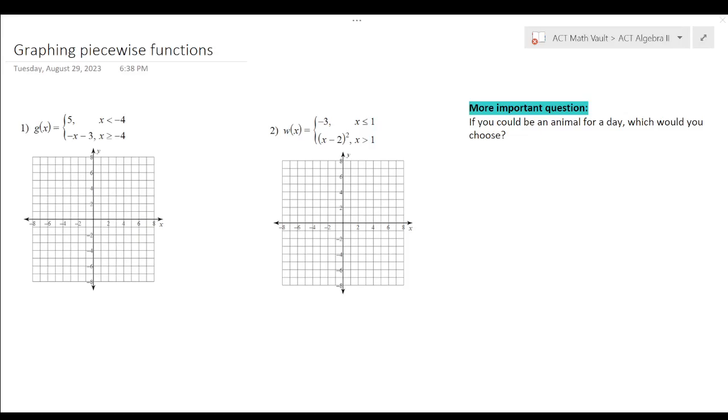Hi everyone, in this video I want to talk about graphing piecewise functions. Here are the two problems that we'll do, and to make sure we don't take ourselves too seriously, let's think about the fun question. If you could be an animal for a day, which would you choose?